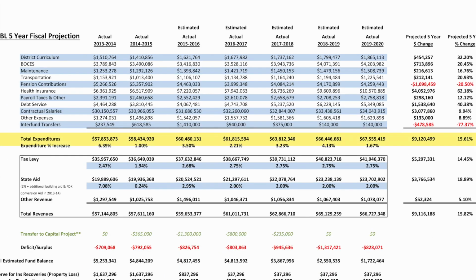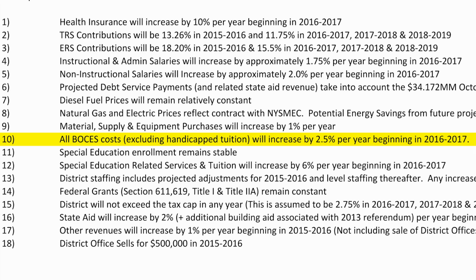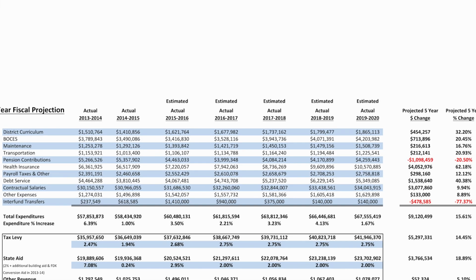BOCES costs. The district utilizes BOCES for many items, such as occupational education, instructional technology support, cooperative purchasing, and others. The majority of the items in this category are eligible for state BOCES aid, which constitutes a significant amount of the district's annual state aid. Expenditures in this category vary depending on the annual cost charged by BOCES for each of these services, as well as the type and quantity of services that the district participates in. Currently projected expenditures in this category will increase by 2.5% per year.